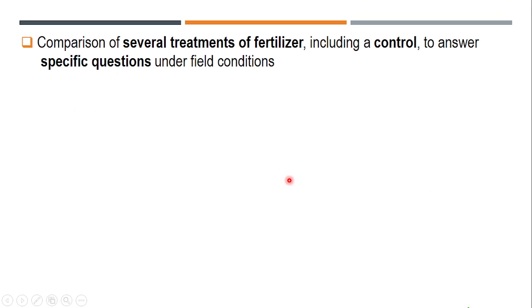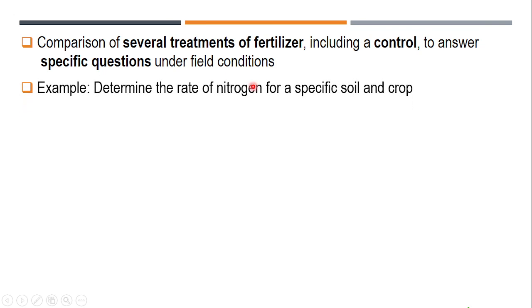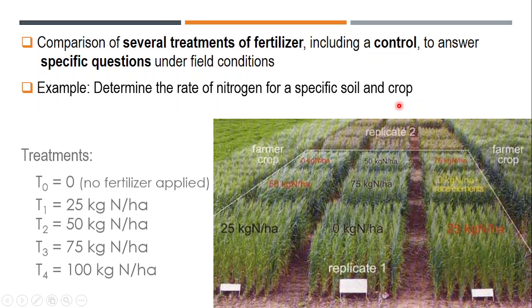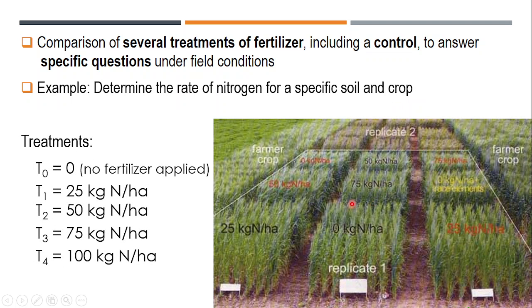So under this technique, several treatments of fertilizer, including a control, will be compared to answer specific questions under field conditions. Let's say, for example, we would like to determine the rate of nitrogen for a specific soil and crop. Let's say the crop natin ay rice, and we are going to apply it sa field. Ito yung magiging possible na treatments natin. Treatment 0 is no fertilizer applied. Ito yung sinasabi nating control or unfertilized plot.